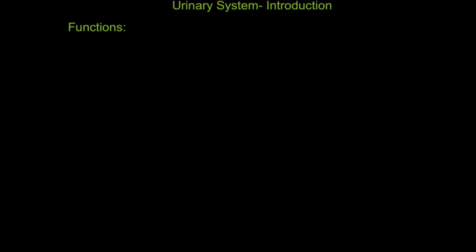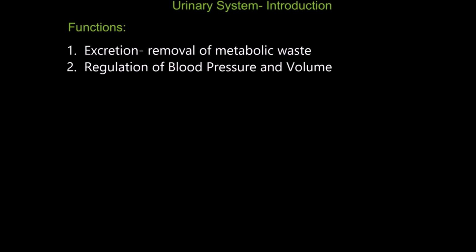The urinary system. The primary function of the urinary system is excretion, which is the removal of metabolic waste and nitrogenous waste such as urea. The second function of the urinary system is the regulation of blood volume and pressure, which is accomplished by the concentration and the dilution of urine.